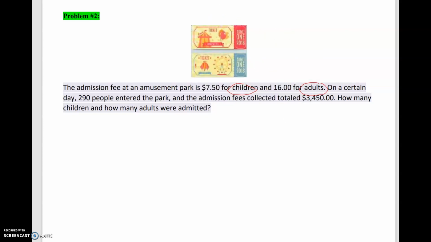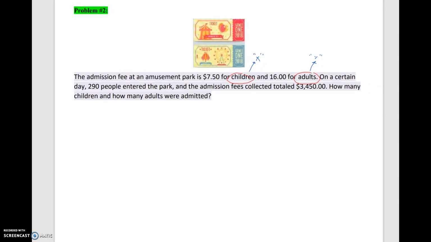The first one that we see here, I'm just going to say that these will be your x's, and these will be your y values. So let me declare the variables. Let x equal the total number of children tickets, and y is equal to the total number of adult tickets.